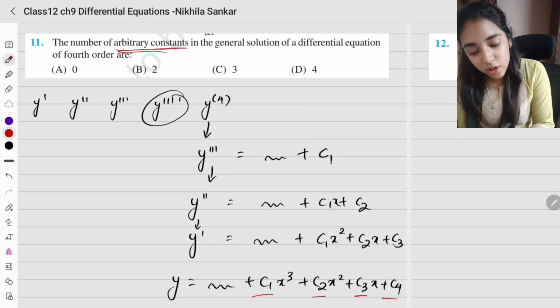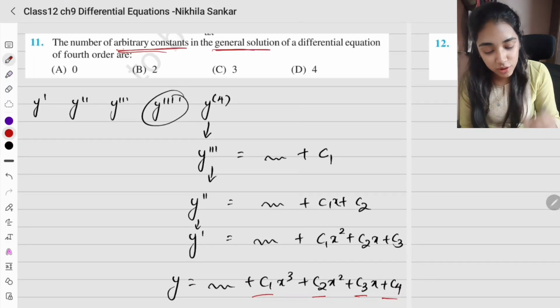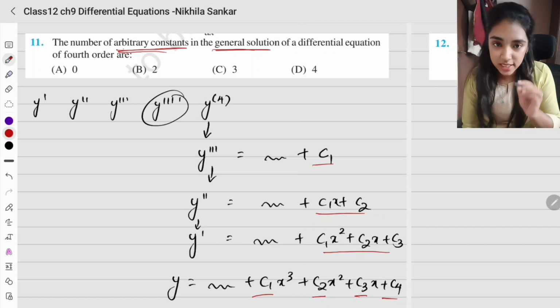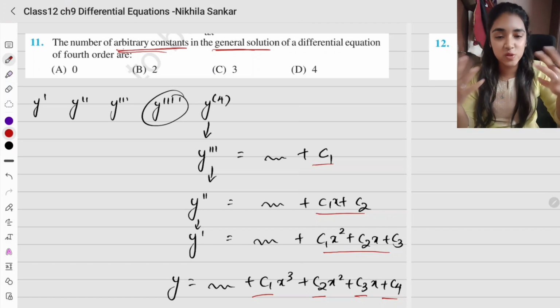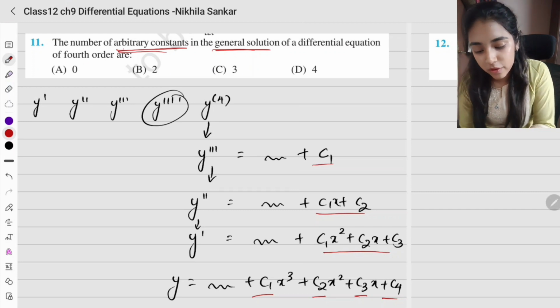The number of arbitrary constants in the general solution. A general solution will always have these c's. Correct, there will be constants, which is basically a variable. What does constant mean? It can take any value. So that is going to be your general solution. Of fourth order, the answer is going to be 4.